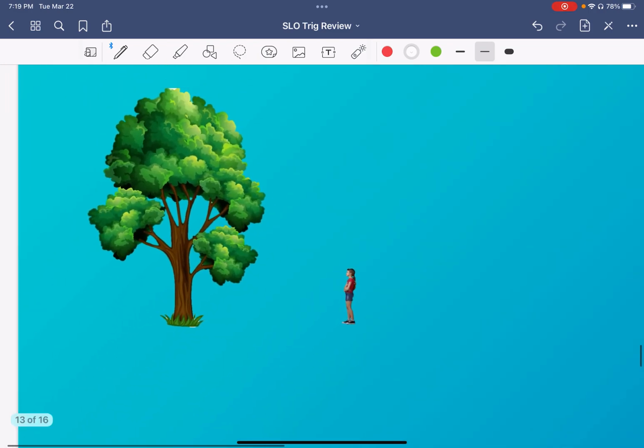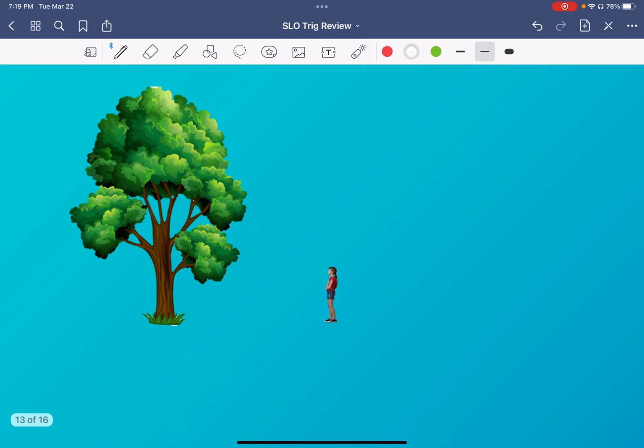So if I zoom in to this first picture, this is going to be the angle of depression. Remember, you start with your line of sight, which is from her eyeball. She's going to look straight across, straight forward into the tree. If she looks down to the floor, and then we connect those two lines, we create our 90-degree angle.